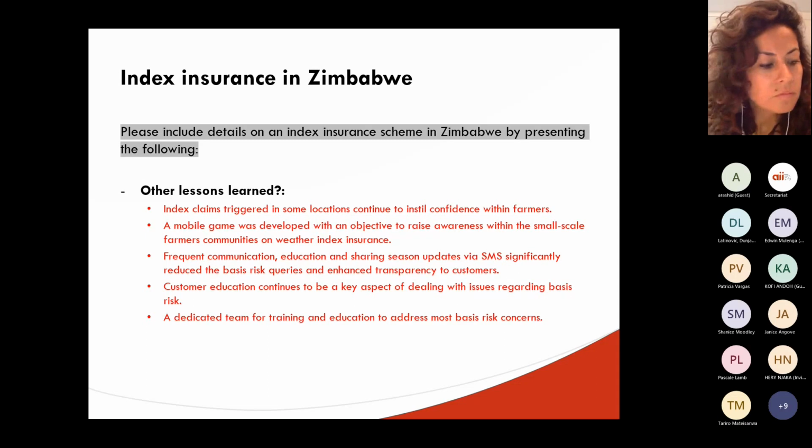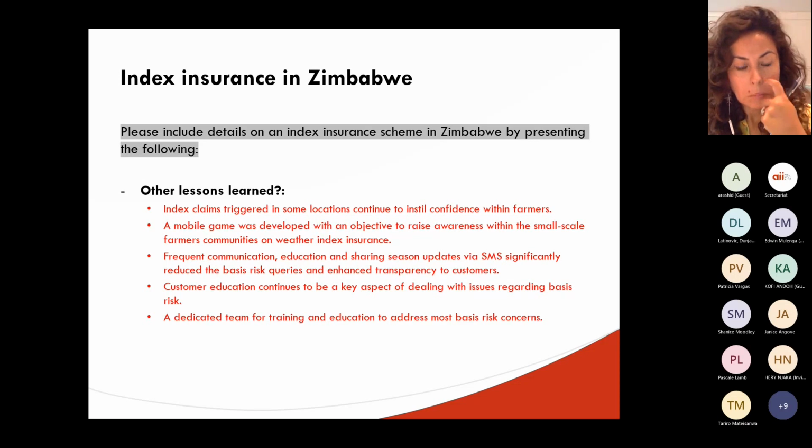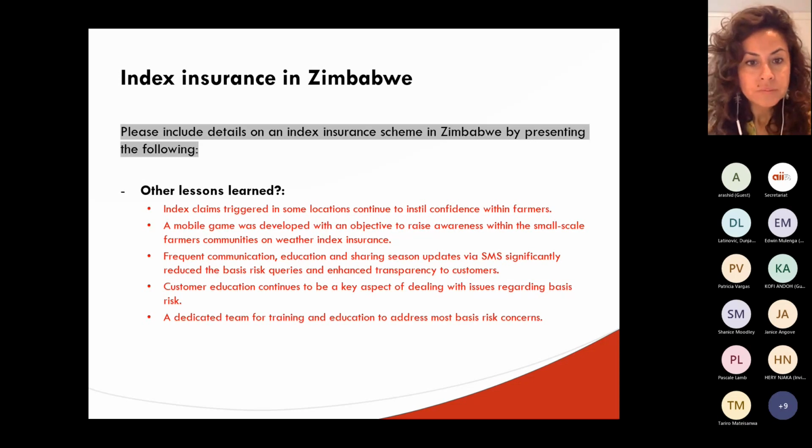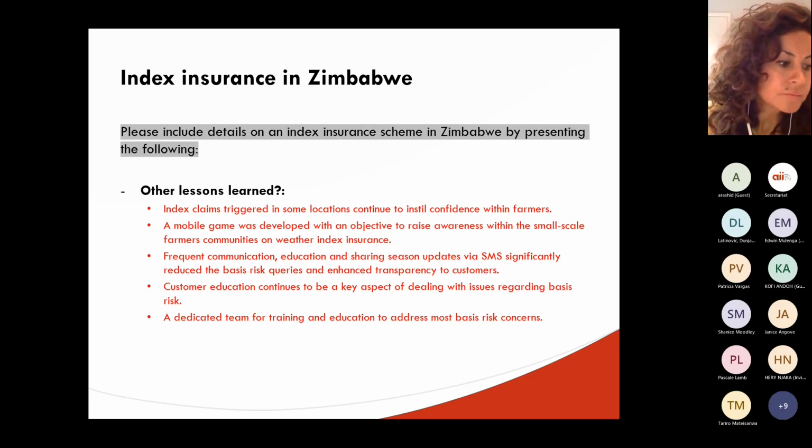Just try to demystify the subject and make the concept as simple as possible. Also, frequent communication, education, and sharing of seasonal updates to say, what are we expecting this year? Are we expecting excessive rainfall? Are we expecting a drought? What is it that we can do to protect ourselves?